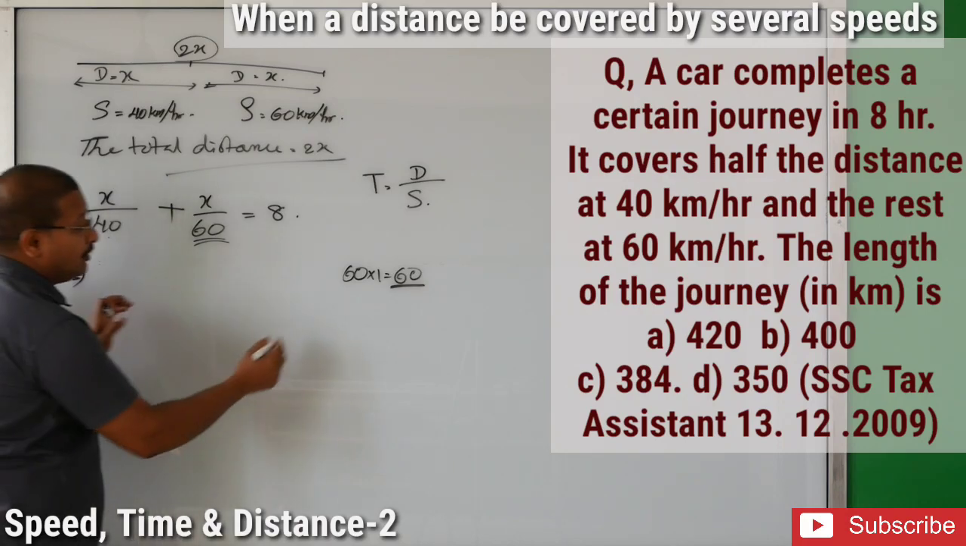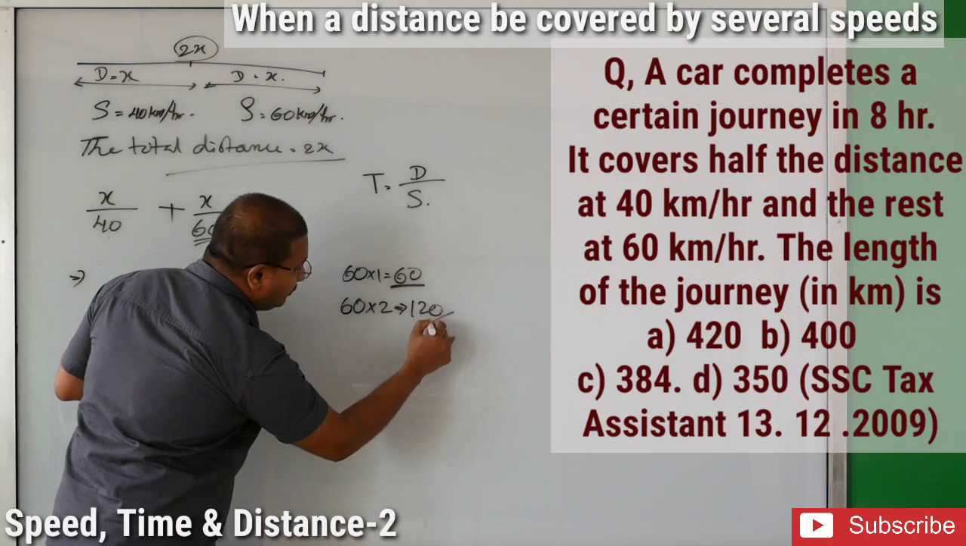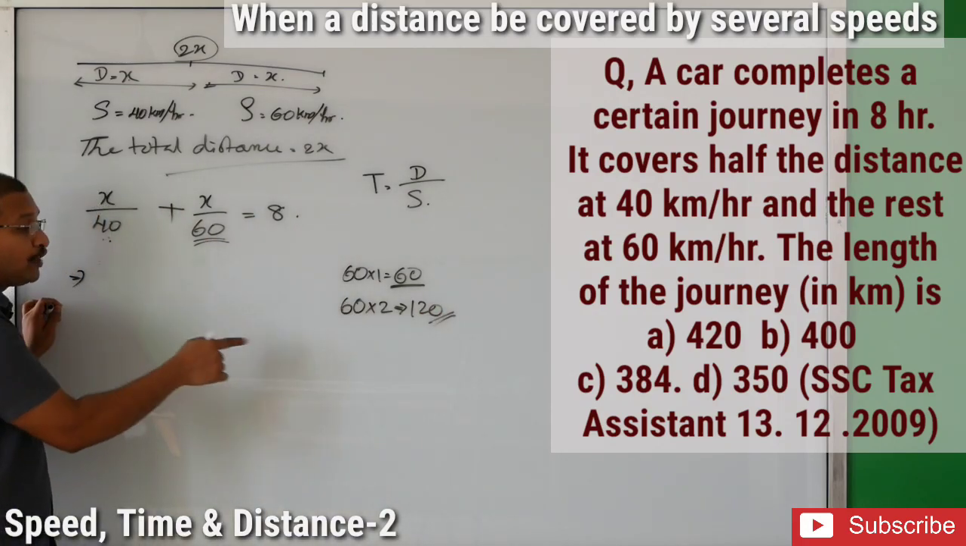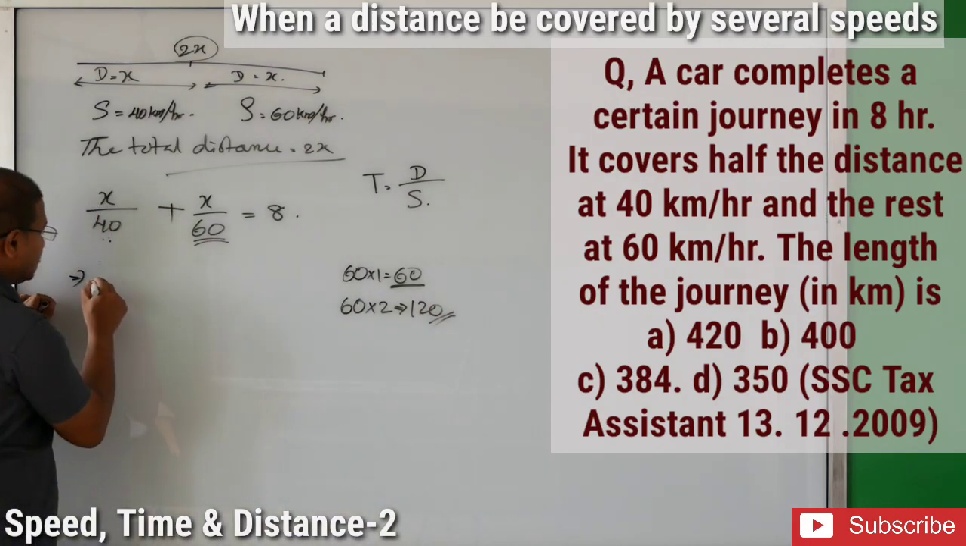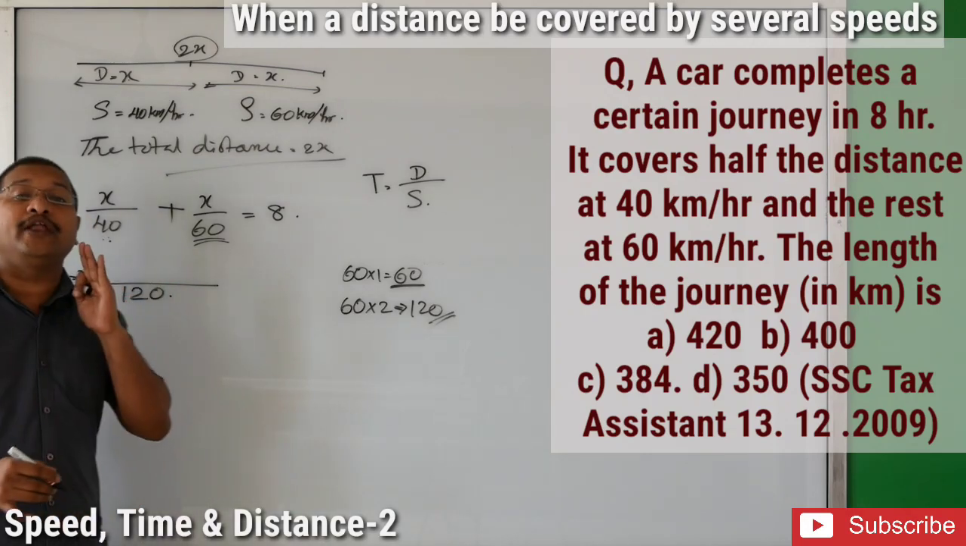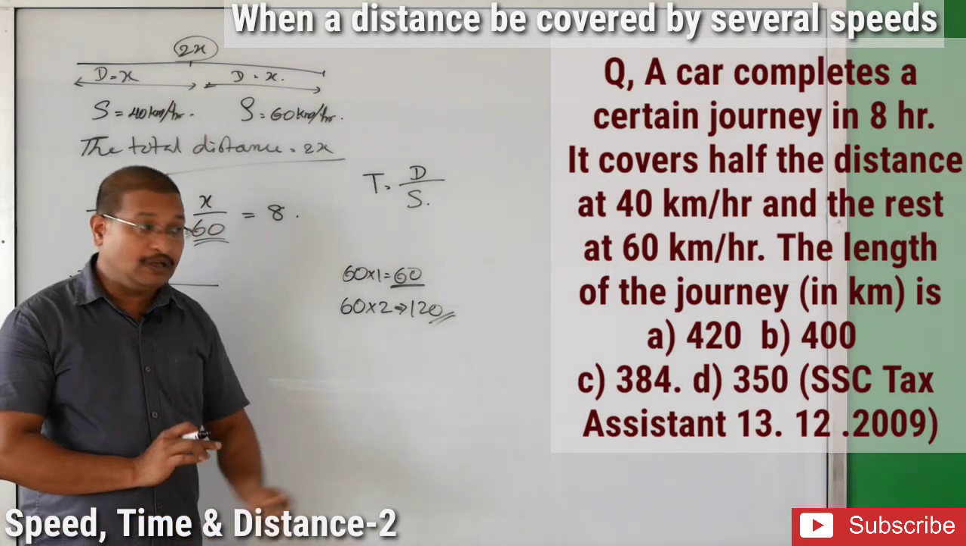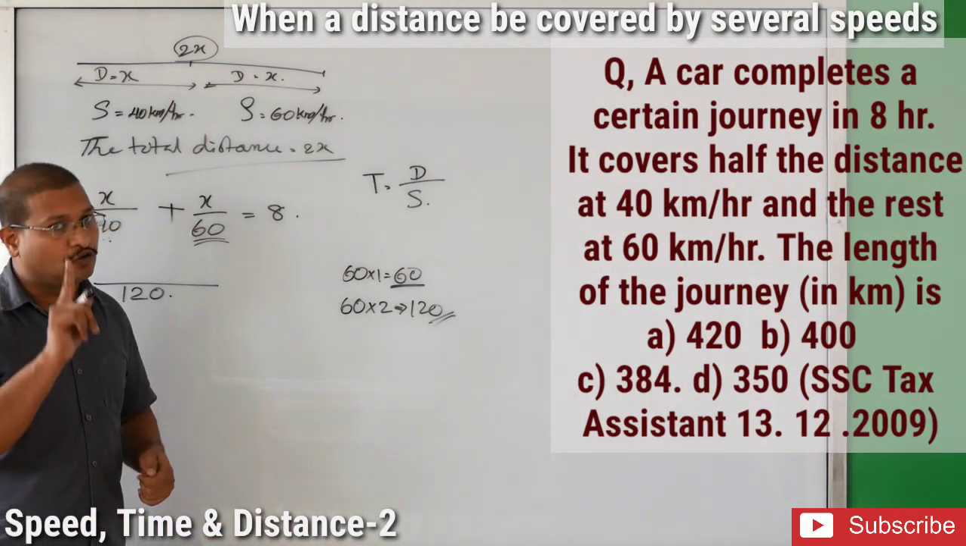That means what we will do? We will try by 60 into 2. That means 120. That means what we will do? 40 into 3, 120. That means the LCM is 120. See how to take LCM? There is one very simple method. We are giving it in another video. I'll give the link here. Make sure that you are watching that.